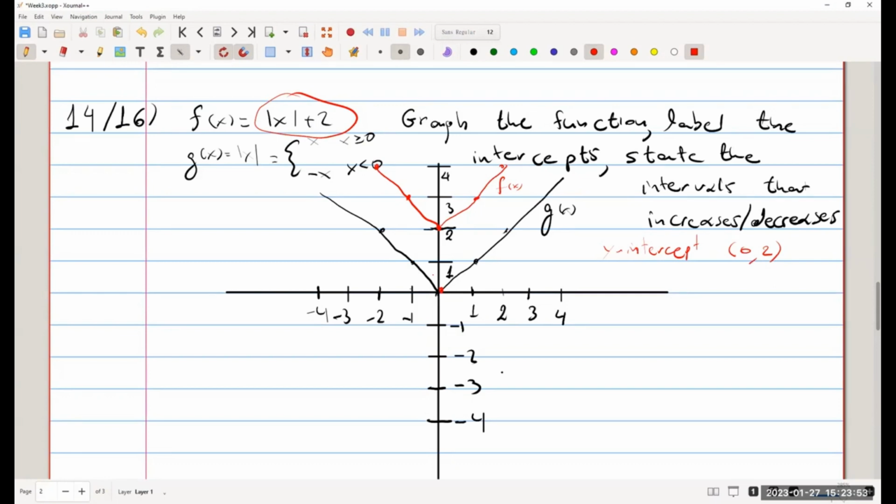Before that point, the function, as we move from left to right, decreases. It goes from up to down. Hence, in the interval from minus infinity up to 0, it decreases. And from 0 to plus infinity, we expect it to be the opposite. As I move from left to right, my function is going up. It went from 2 to 3, from 3 to 4, etc. So it increases.